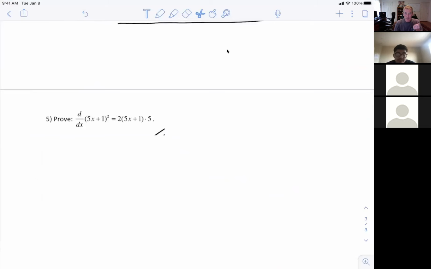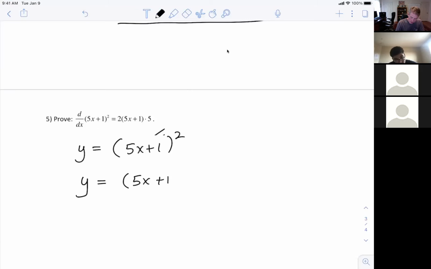And the chain rule isn't covered till next week, but we could still do it by using the product rule. So if y equals (5x plus 1) squared, then I could rewrite that as 5x plus 1 times another 5x plus 1. So that's what the squared means.